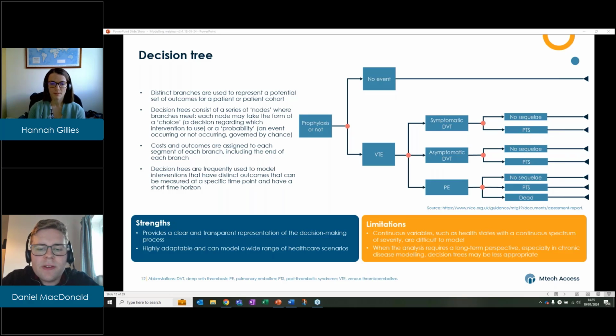For specific strengths and limitations of decision trees, if we start with the strengths, they provide a clear and transparent representation of the decision-making process.